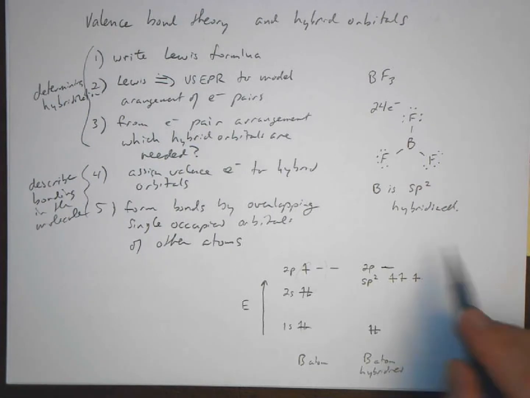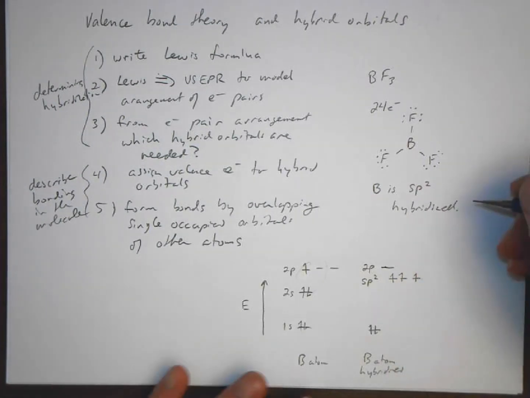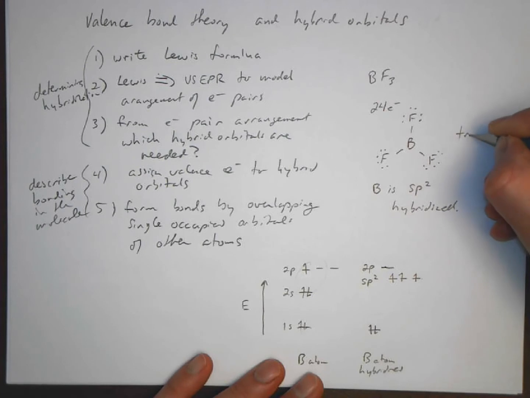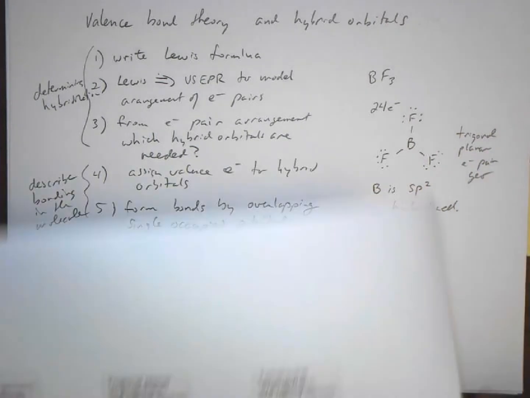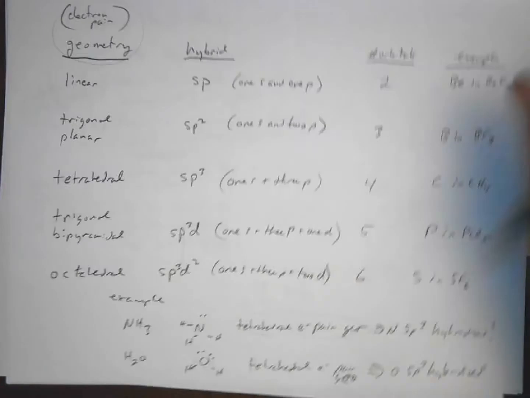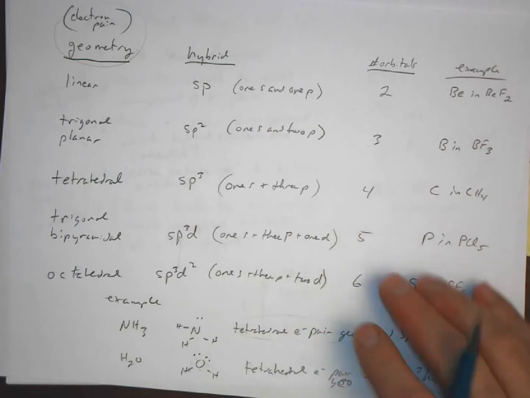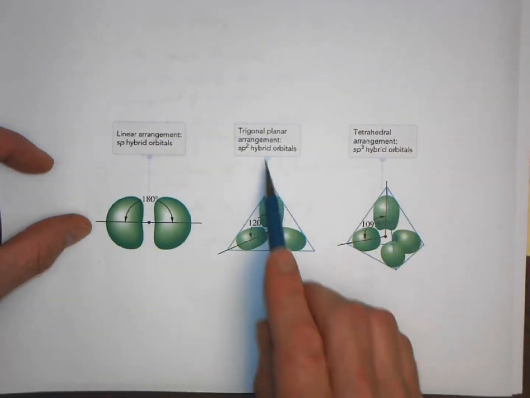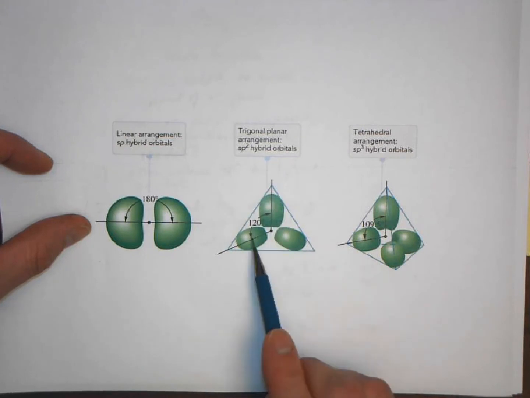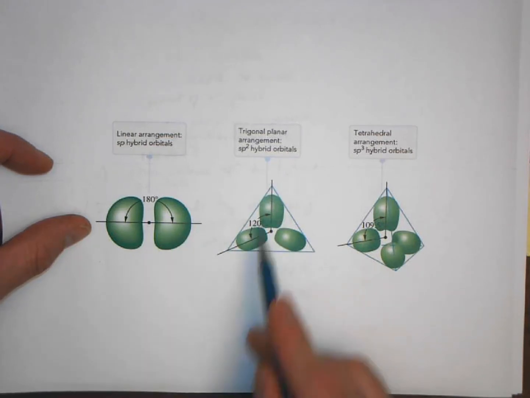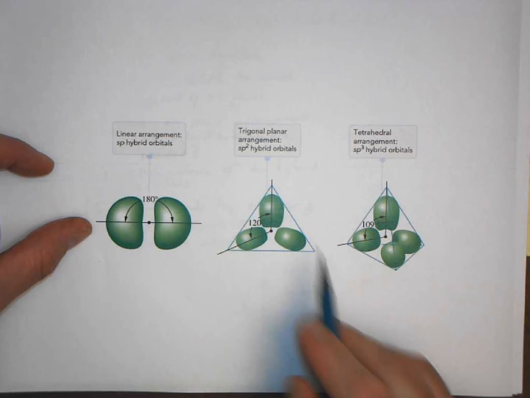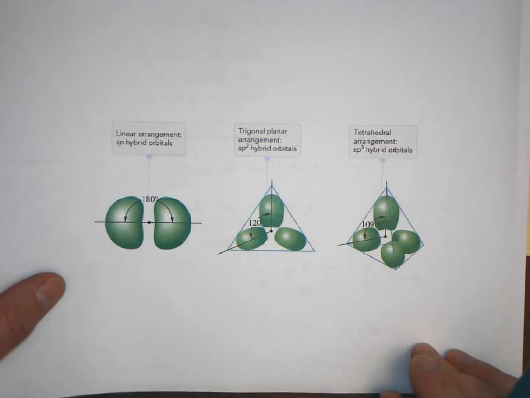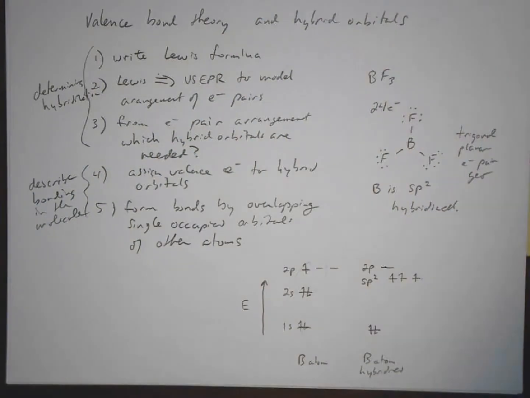It's a trigonal planar electron pair geometry. Since it's a trigonal planar electron pair geometry, we know it's sp2. And what we have is something like this. We have a trigonal planar arrangement of sp2 hybrid orbitals. There are 3 equivalent ones in a plane, where each lobe is on the apex of an equilateral triangle.